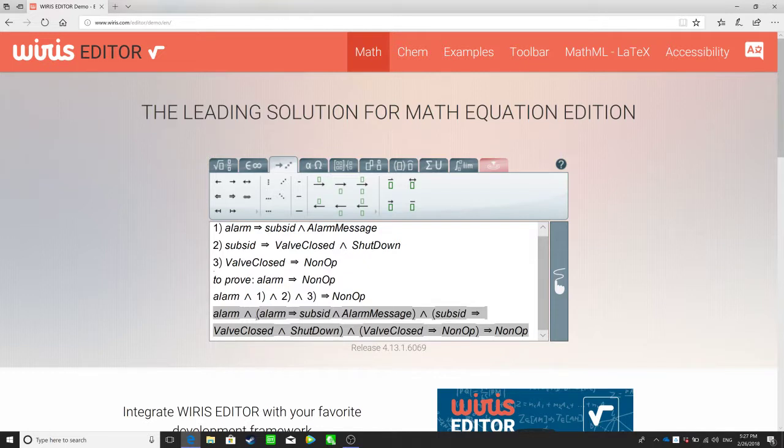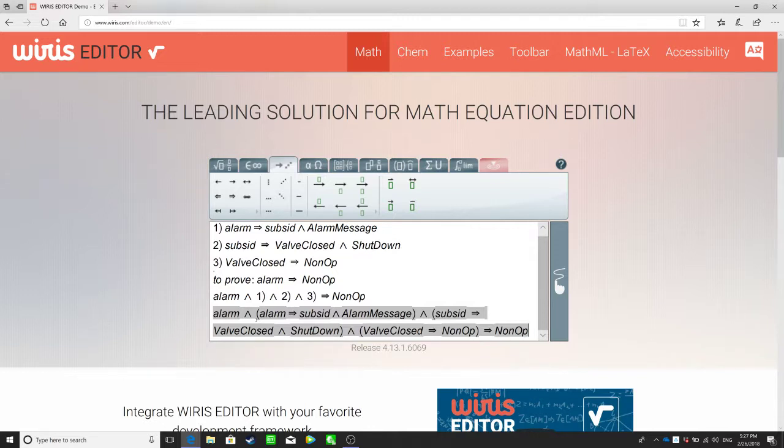So how can we get this thing highlighted? Here. These three things we transform from the natural language, right? And this one thing is the conclusion. Remember here, what we do is we have all those premises 1, 2, 3. We use and to connect them. And this alarm comes from here. It's like we already know 1, 2, 3 and this alarm. Then we can imply non-op.